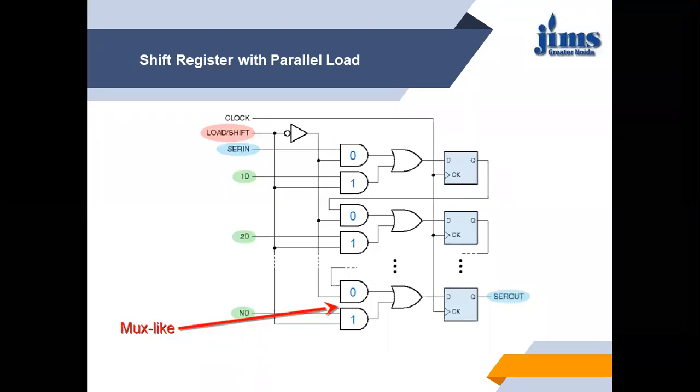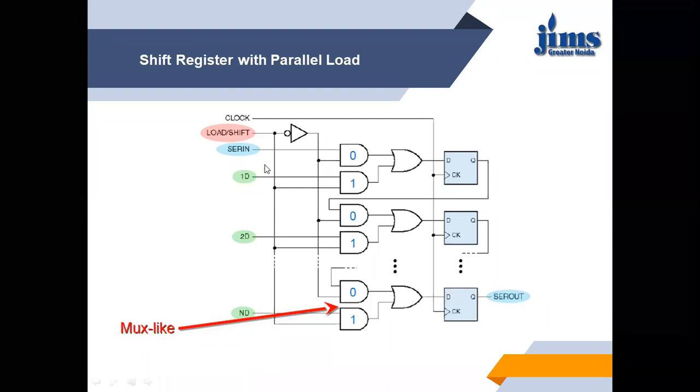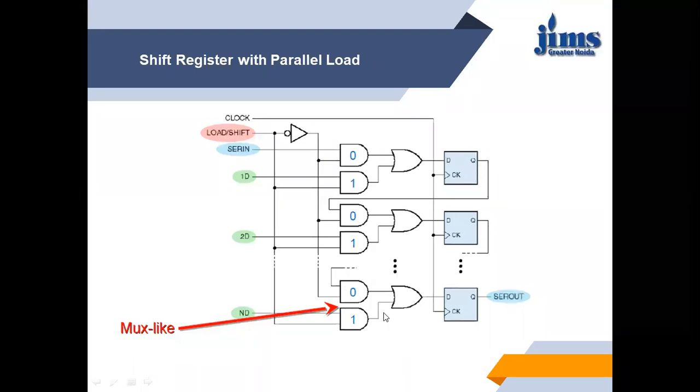In this way, we can load it parallelly, and after this, we can shift it serially whenever we put load/shift as 0 again, and the data can be shifted serially. So this is a sort of parallel in serial out shift register, or we can say a shift register with parallel load, which is capable of shifting serially, and that can take data serially as well as parallelly.